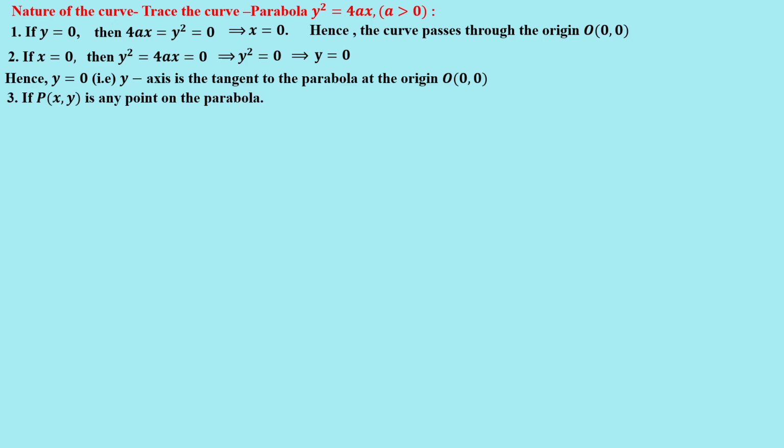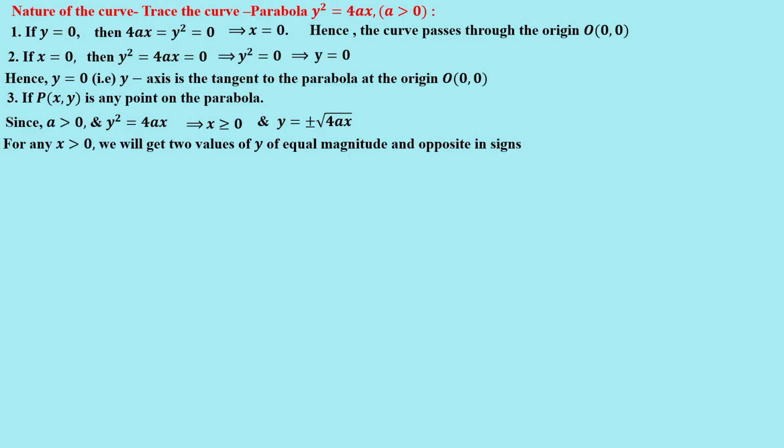If P(x, y) is any point on the parabola, since a is greater than 0 and y square is equal to 4ax, therefore x is greater than or equal to 0. Therefore y is equal to plus or minus root of 4ax, that is plus or minus 2 root ax. For any x greater than 0, we will get two values of y of equal magnitude and opposite in sign. Magnitude means root of 4ax, and opposite in sign means plus or minus. There are two values.